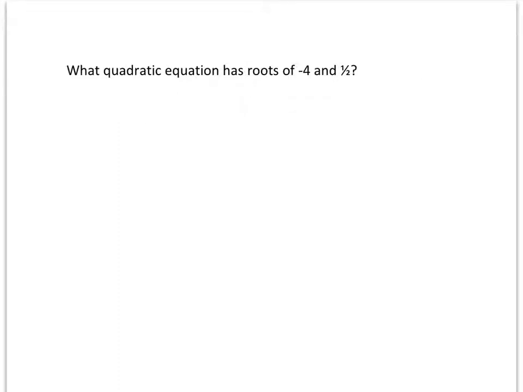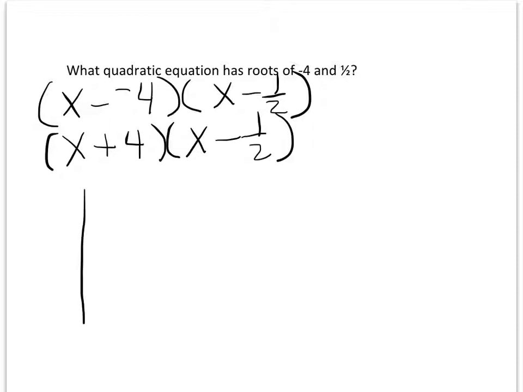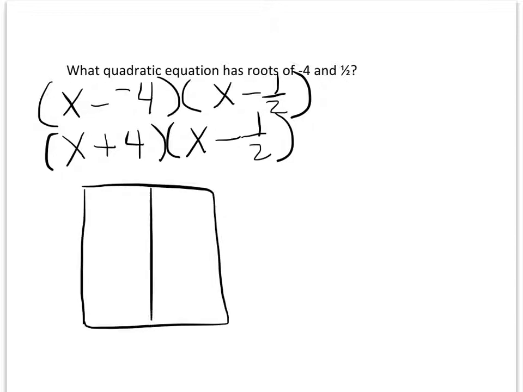What quadratic equation has roots of negative 4 and 1/2? So let's make our factors x minus negative 4 and x minus 1/2. So that simplifies to x plus 4 times x minus 1/2. Now we're going to multiply.